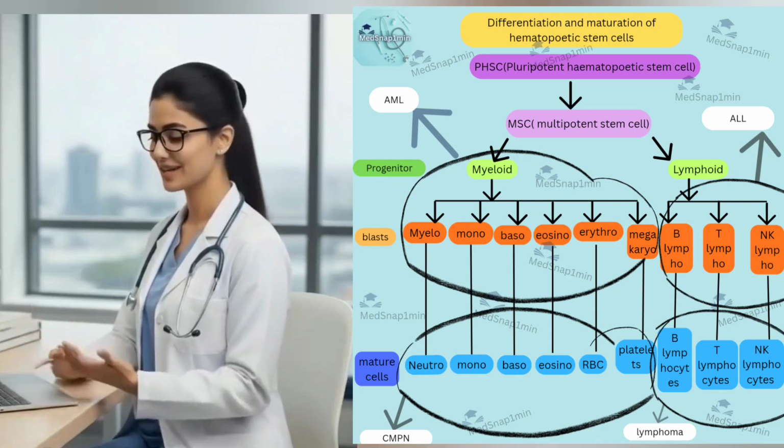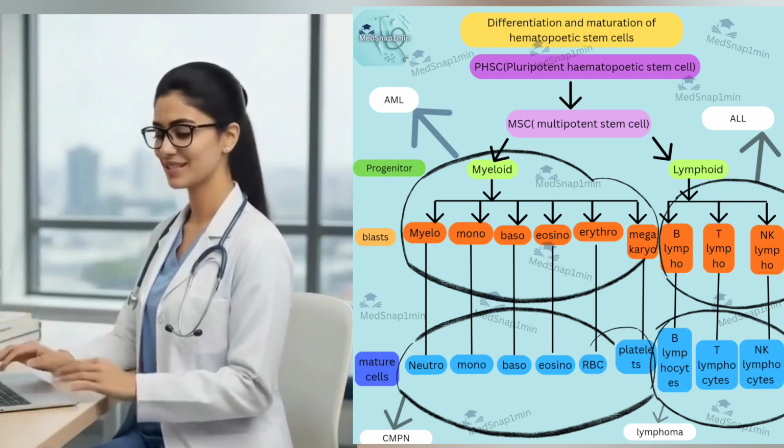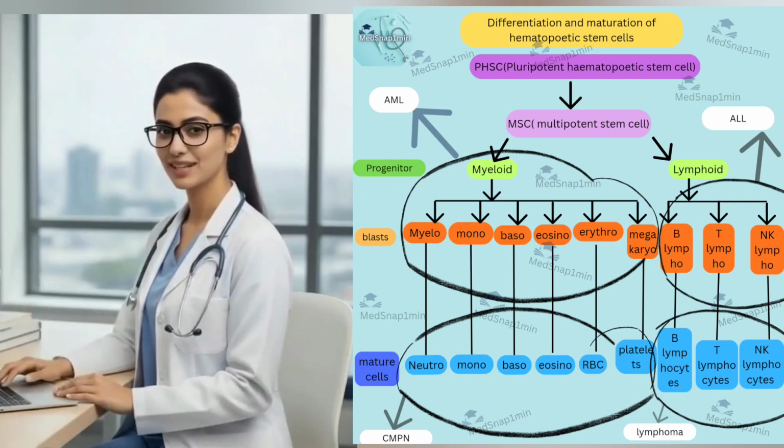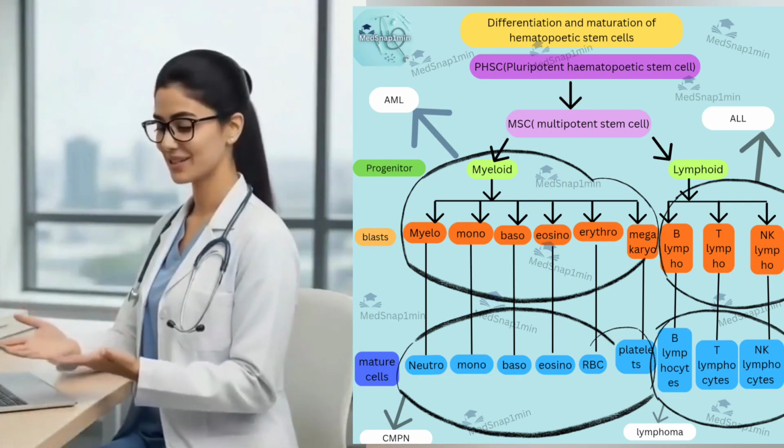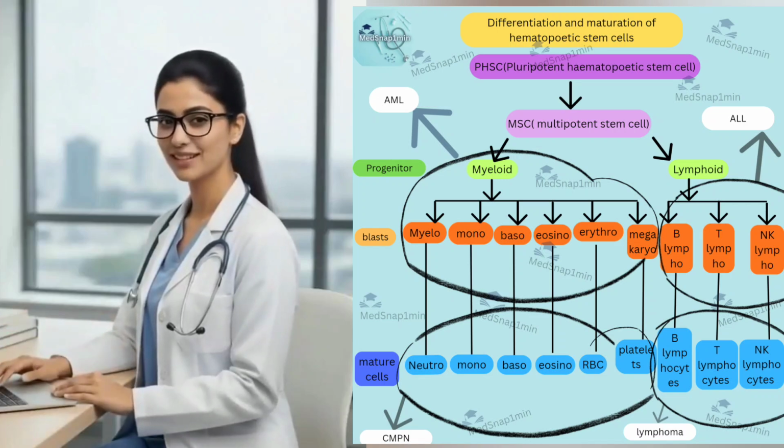Acute myeloid leukemia is the defect of immature myeloid cells, whereas acute lymphoid leukemia is the defect of immature lymphoid cells. CMPN include the defect of mature myeloid cells, whereas lymphoma include defect of mature lymphoid cells.